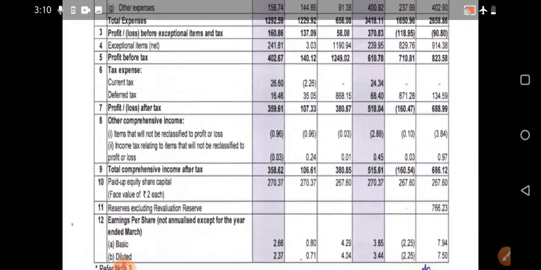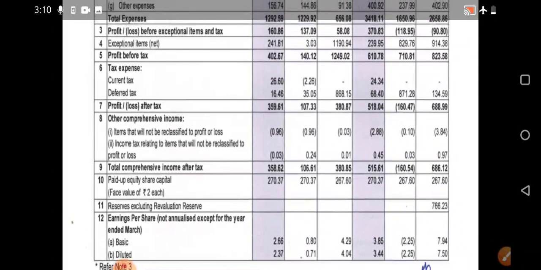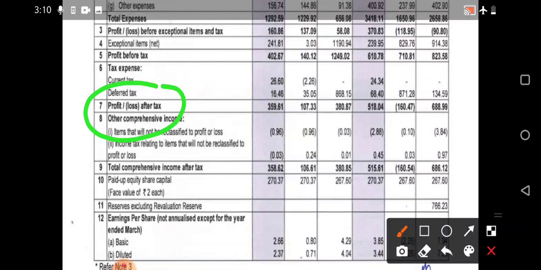And next, if we go a little bit down and see the total profit or loss after tax, after tax, that has also significantly increased on a quarter basis.